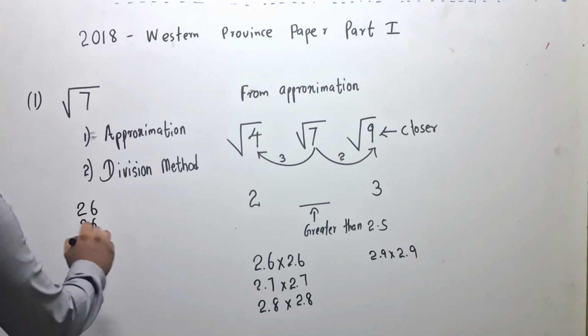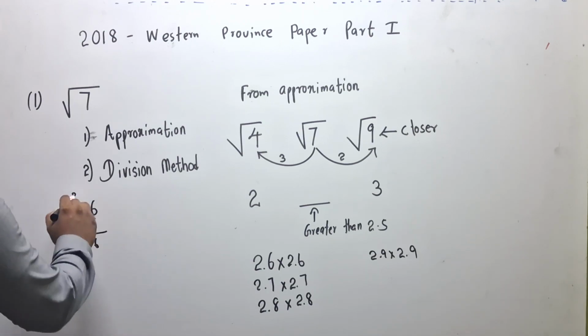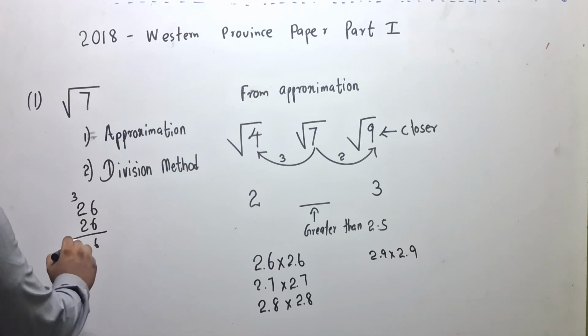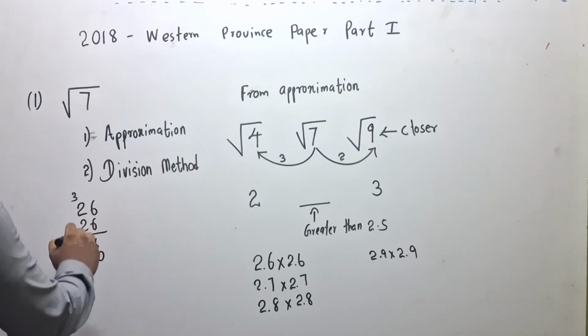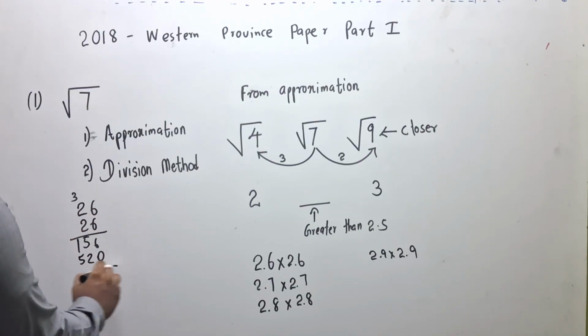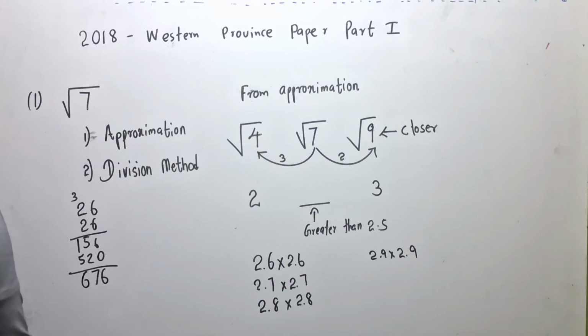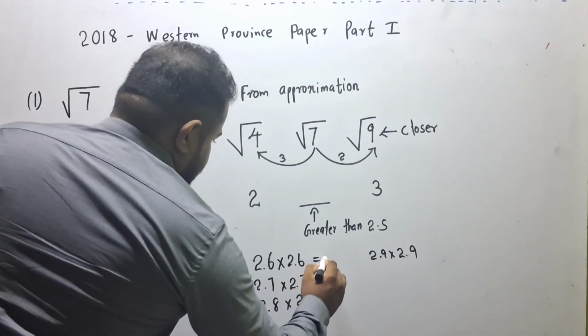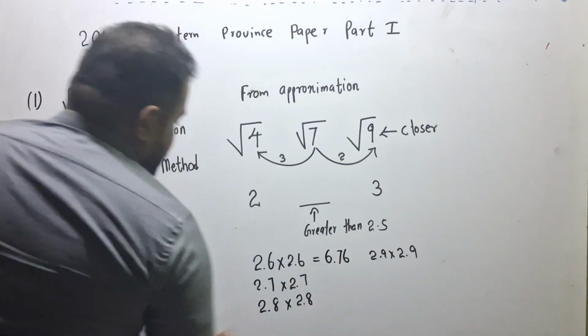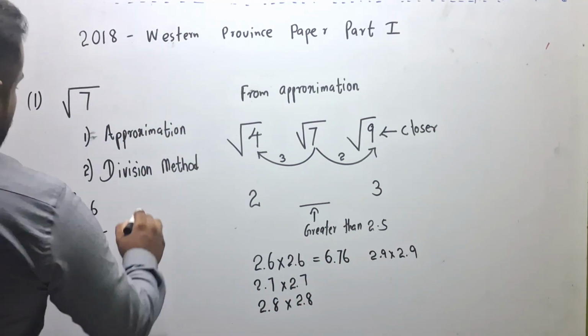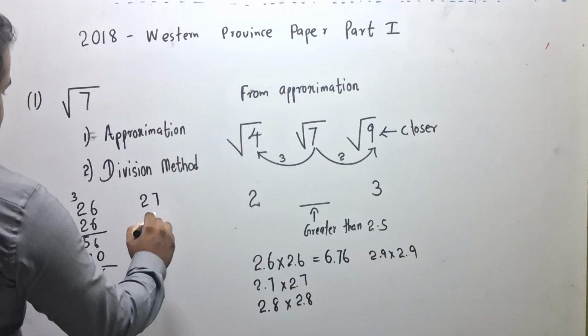26 into 26. 6 times 6, 36. 3 remaining. 2 times 6, 12 plus 3, 15. Put the 0. 26 times 2, 52. When you add together, 6 plus 0, 6. 5, 2, 7. 1, 5, 6. Okay. It gave you 6.76.